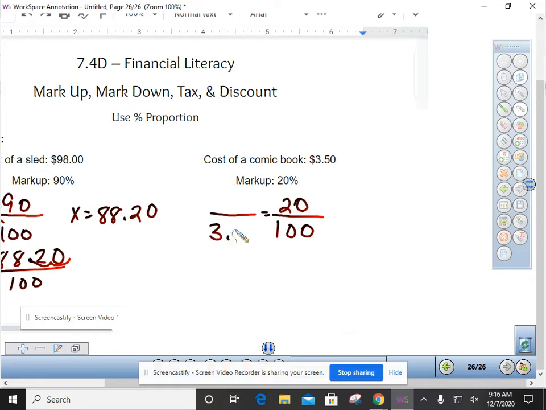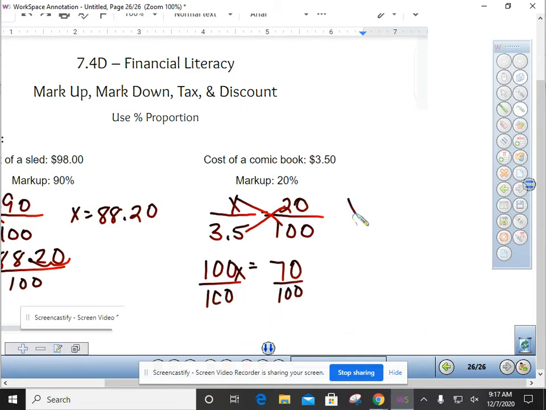Bottom. Can I put 3.5? Yes. It just makes it a little bit easier. And again, I'm going to help you with the math. What's 100 times x? And this equals 70. It's 70. Now what? Divide by 100. How do we divide by 100? Move it 2 places to the left.